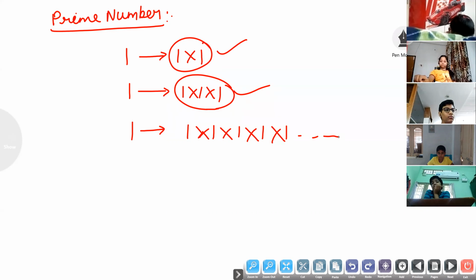I have written 1 into 1, exactly two factors. Again I have written 1 is equal to 1 into 1 into 1, more than two factors. Prime number is also there, composite number is also there. Again I can write 1 is equal to 1 into 1 into 1 into 1. Means one's nature is not fixed. One is going anywhere. That's why one is neither a prime number nor a composite number. Understood, everyone? Note down the definition, everyone.